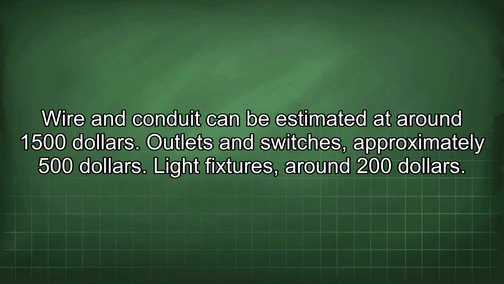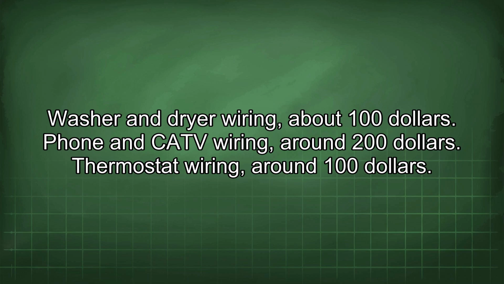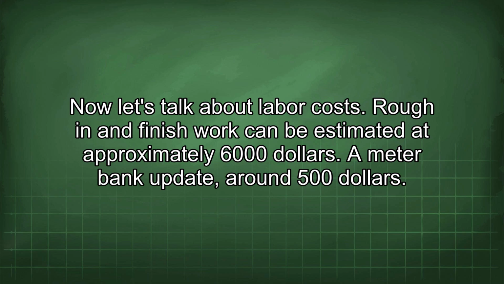Outlets and switches, approximately $500. Light fixtures, around $200. Load centers, around $1,000. Smoke detectors, around $150. Motion sensors, around $200. Washer and dryer wiring, about $100. Phone and Cat TV wiring, around $200. Thermostat wiring, around $100. Now let's talk about labor costs.